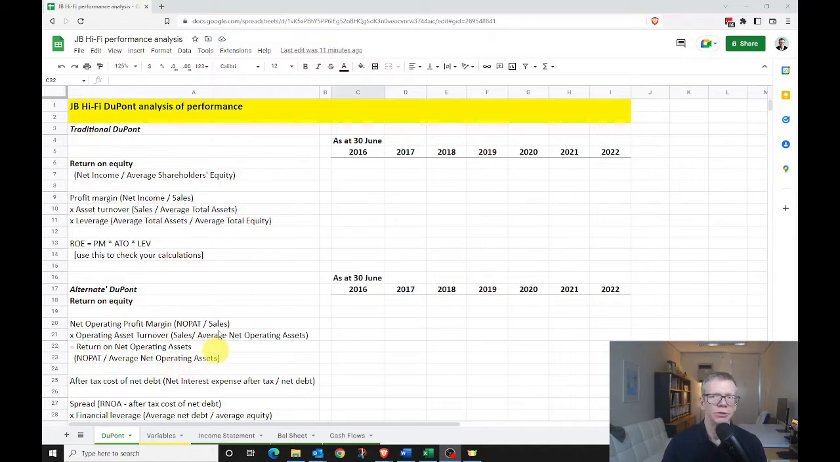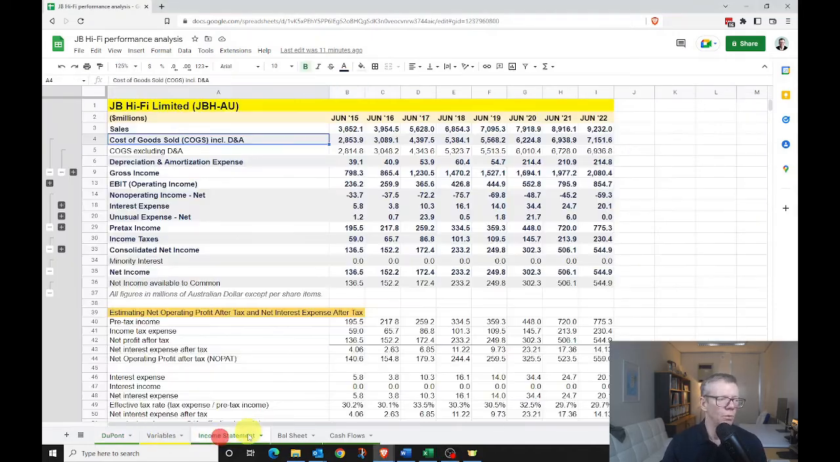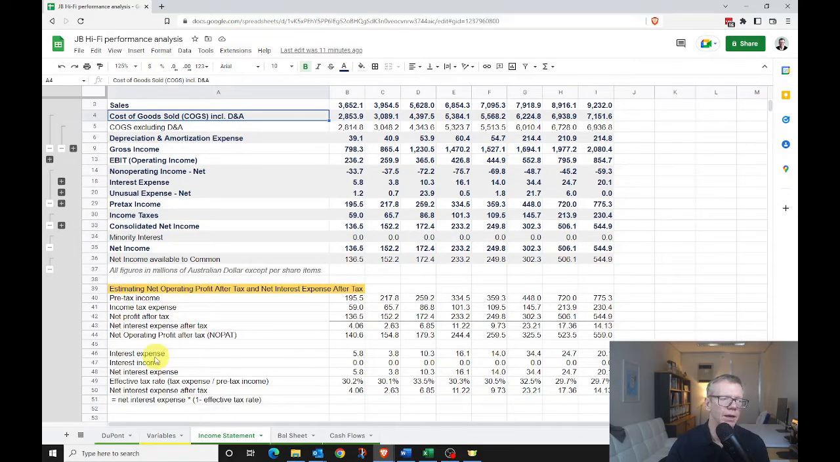So this is going to be our setup here. Traditional DuPont, then alternate DuPont. We're taking in our information from the income statement items, and at the bottom, what you can see we're doing here is we've separated out our income into operating profit and interest expense. So we've got net operating profit after tax and net interest expense after tax. And you can see how these calculations have been done by looking at the formulas here.